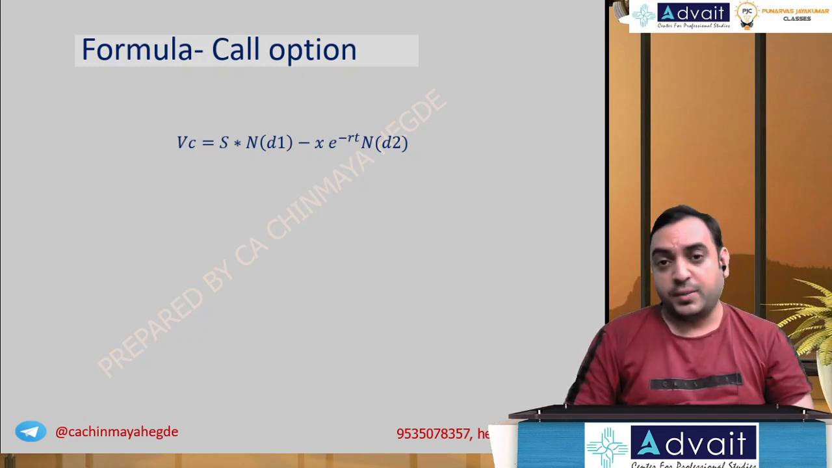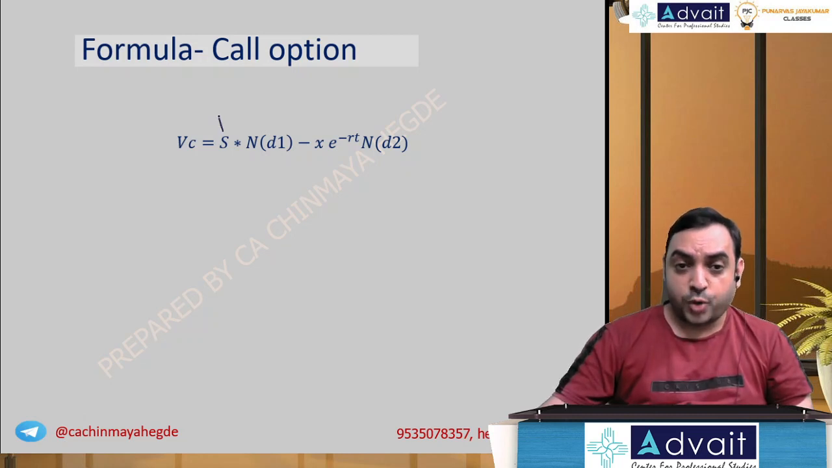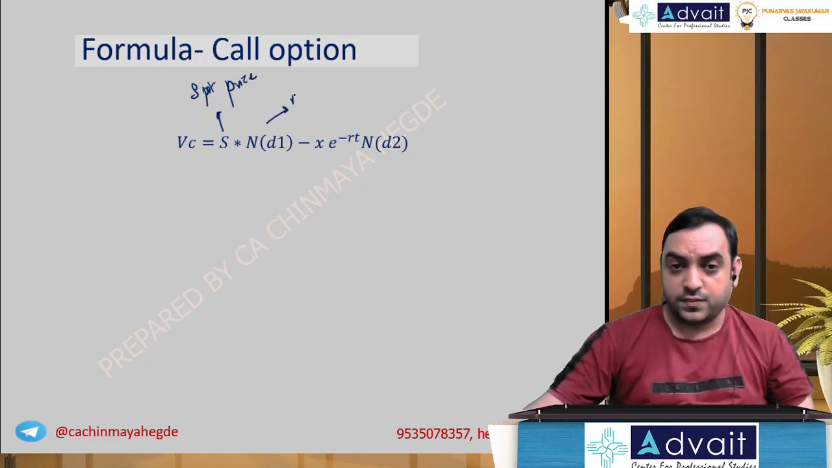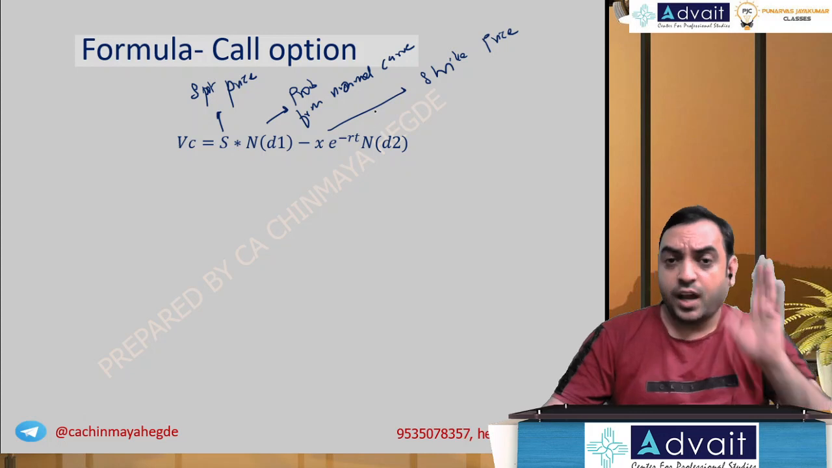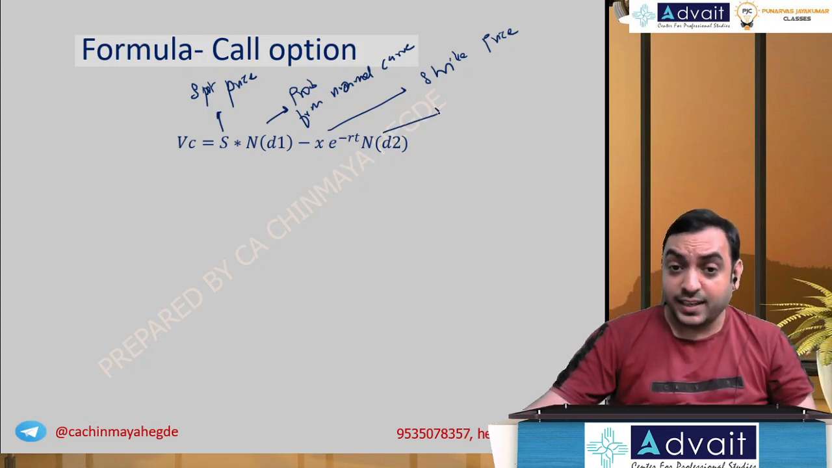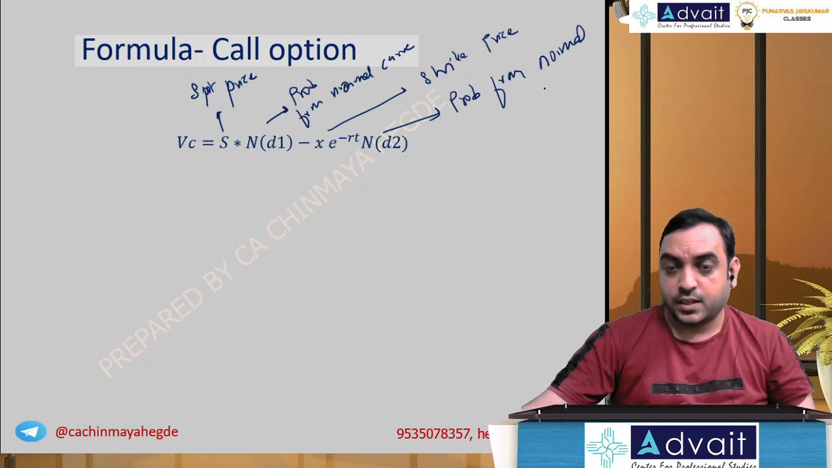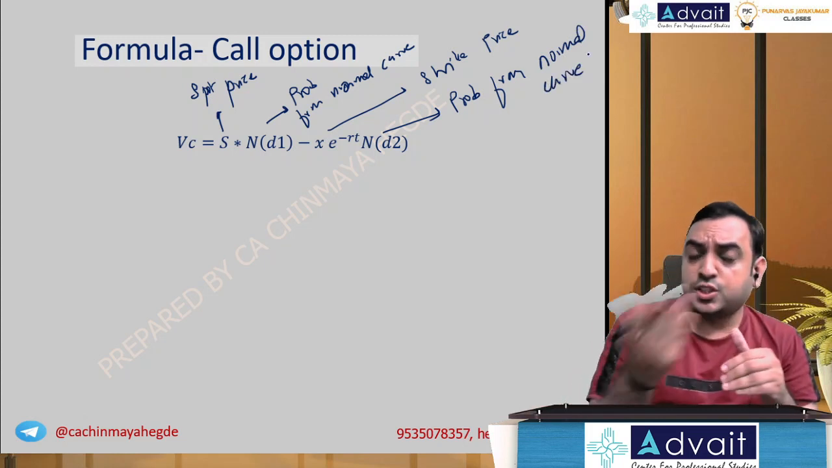So the value of call option premium equals S into N(d1). S represents spot price. N(d1) is the normal curve, the area under the normal curve, the probability from the normal curve. X stands for strike price. X e power minus rt, where e is exponential, r is rate of interest, and t is time in number of years. Then N(d2), again the area, the probability from the normal curve. That's also the same thing.